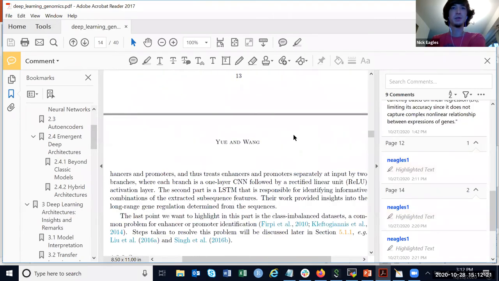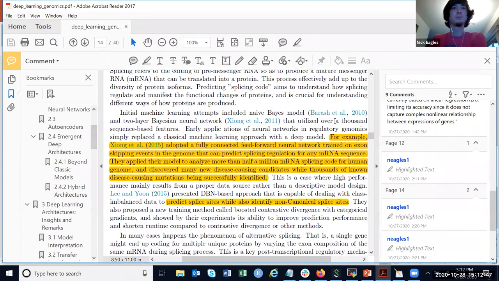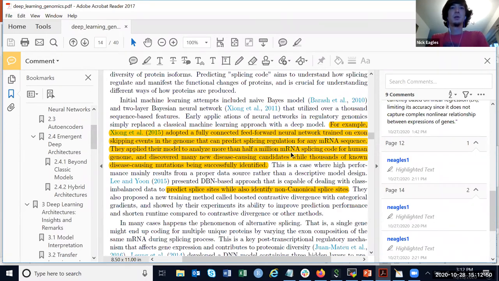Similarly, there was a comment about splicing. In this section, they were talking about feeding a neural network the raw genomic sequence, and the goal would be to predict where splicing sites occur, or just how splicing is regulated in general, since that's a difficult and obviously relevant problem. Basically they say they took 500,000 RNA splicing codes in the human genome, and they were able to correctly identify known sites, and then also discover new disease-causing candidates.